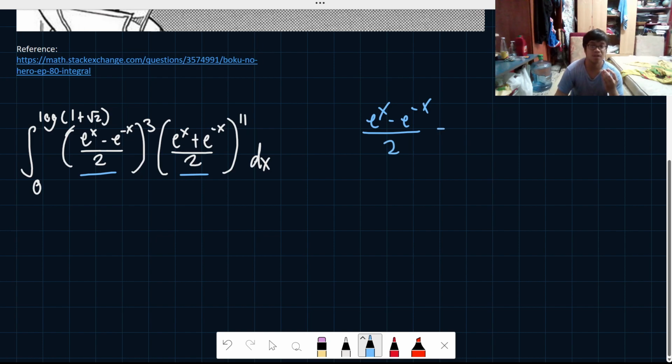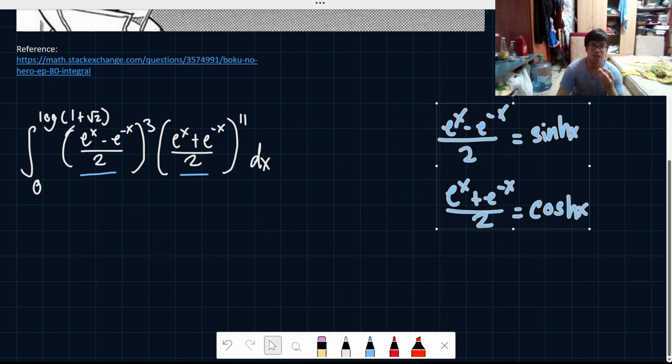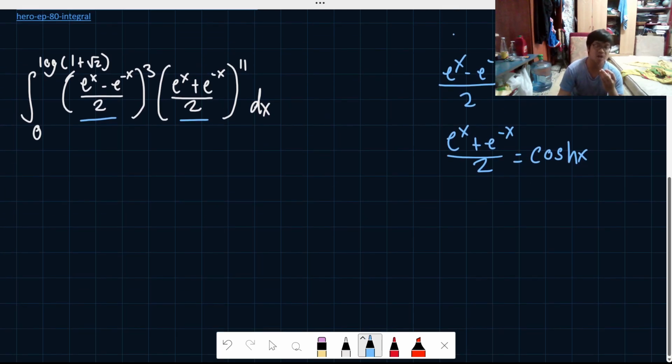This is just the same as hyperbolic sine of x. This is according to a property of hyperbolic trigonometric functions. And on the other hand, e raised to x plus e raised to negative x all over 2 is just the same as hyperbolic cosine of x. So with that, we can interchange these exponential expressions into their hyperbolic trigonometric functions.